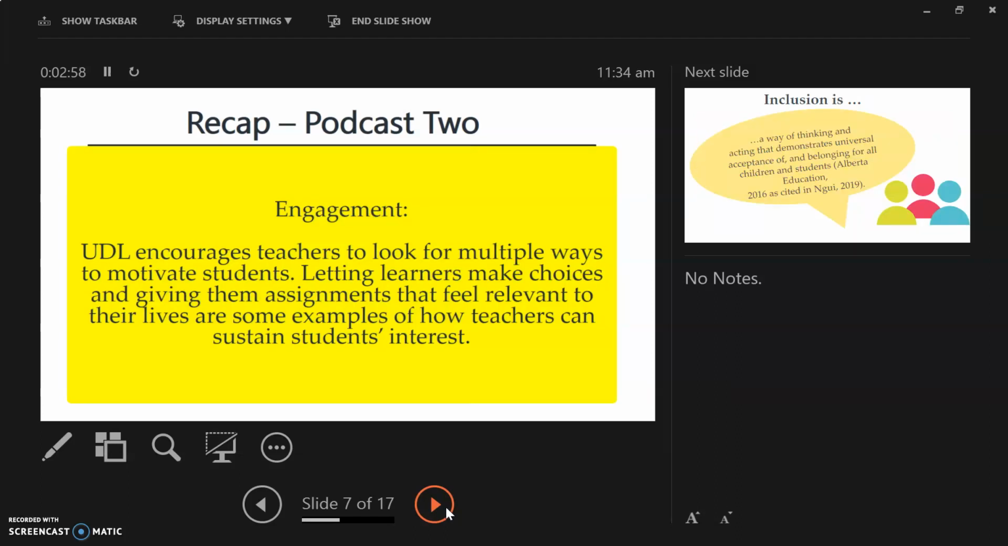Then there is multiple means of engagement. UDL encourages teachers to look for multiple ways to motivate students, letting learners make choices and giving them assignments that feel relevant to their lives are some of the examples of how teachers can sustain students' interest.